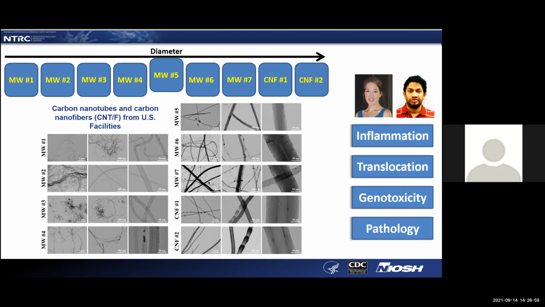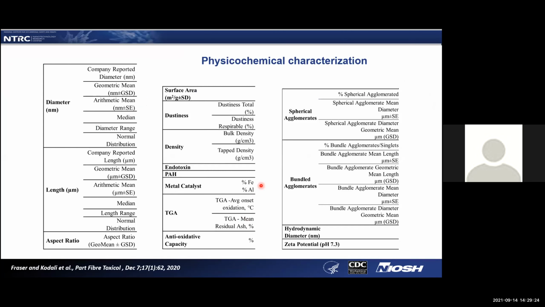And as you work your way through this image, you can see, here, let me bring up a pointer here. You can see as you go from multi-walled number 1, these are your smaller, more agglomerated materials, up to these larger multi-walled and carbon nanofiber, you really begin to see the transition from agglomeration to a more fibrous material. Now, we did a lot of physicochemical characterization, all of the standard stuff that you'll see in the literature, from diameter to length, surface area, density, all those things.